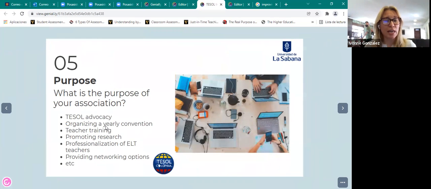So what is the purpose? Is it TESOL advocacy? Is it just organizing a yearly convention? Is it teacher training? Is it promoting research? What is your purpose?